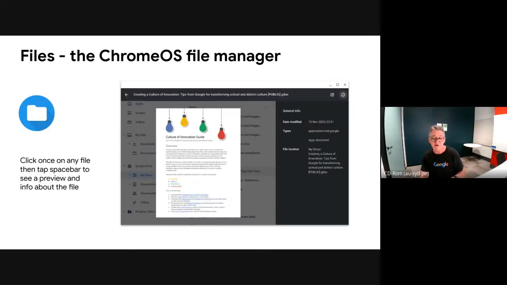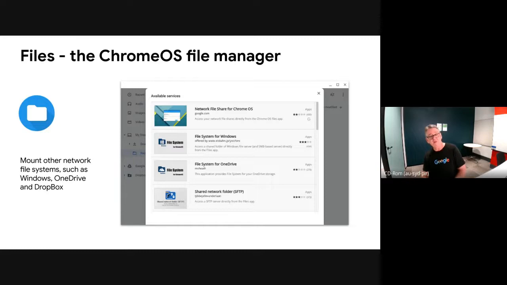One of the things in the Chrome OS file manager, a lot of people don't realize that if you just highlight a file in there and tap the space bar, it will bring up a preview mode and you can look at a file without actually opening it. Mac does the same kind of thing, but we do it too. It works exactly the same way.